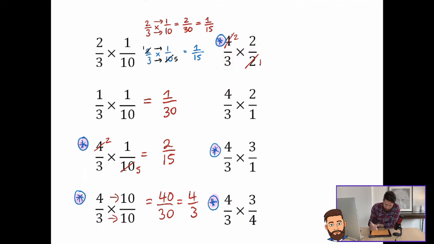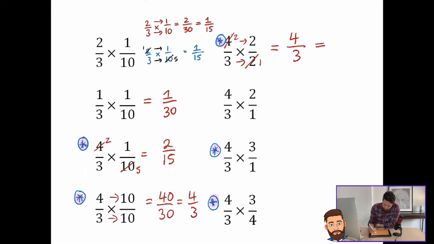So we can multiply across with our newfound values. This just stops us having to simplify at the end. 2 times 2 is 4. 3 times 1 is 3. So what you should see with this answer is it's top heavy, and we would like to change that back into a mixed number, because you generally want to give your answers as a mixed number if it's top heavy.